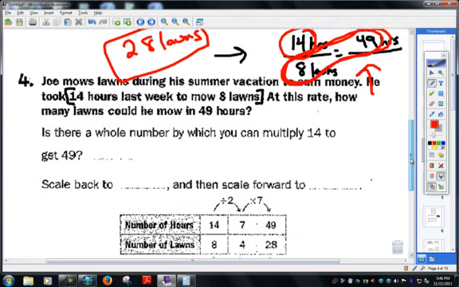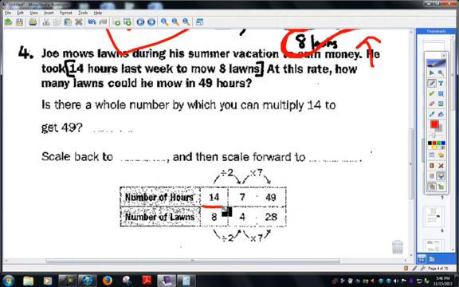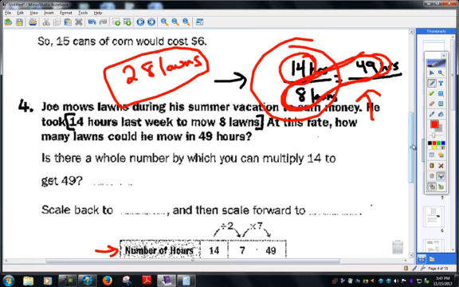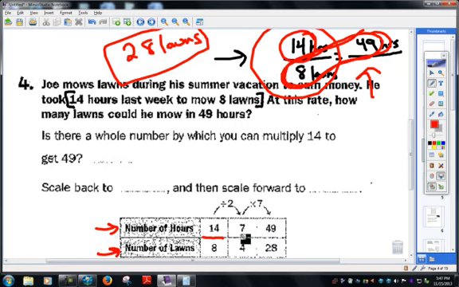So in the table, let's go down here. You can see they started with the same ratio I did. They got the number of hours there. They got the number of lawns there. And it's the same ratio. Look, that's what I have. That's what they have. As you can see, they have it there.